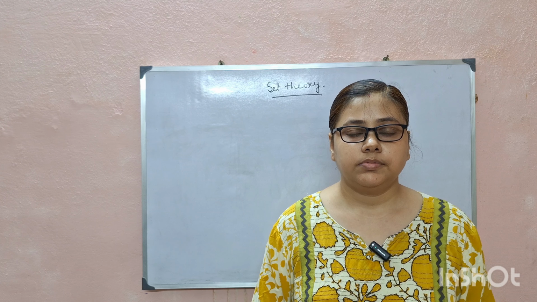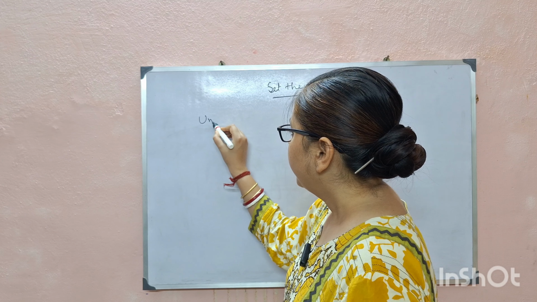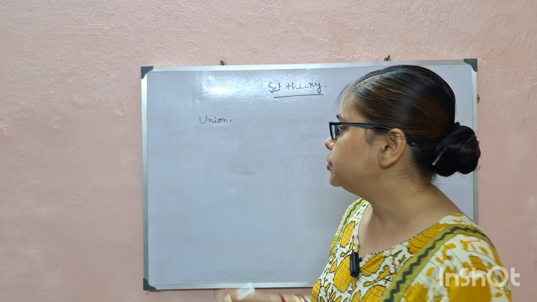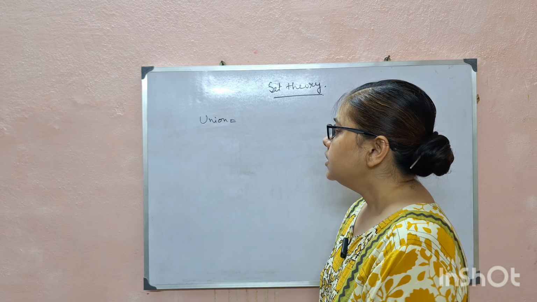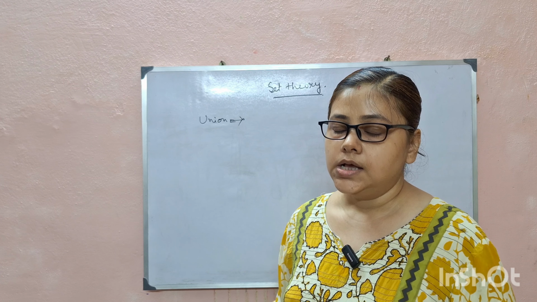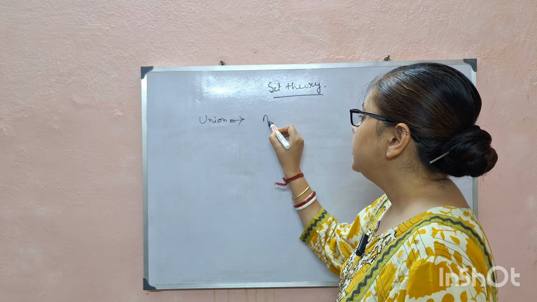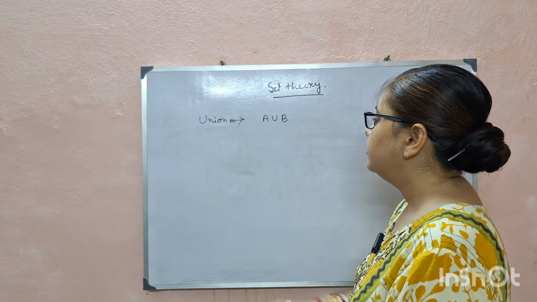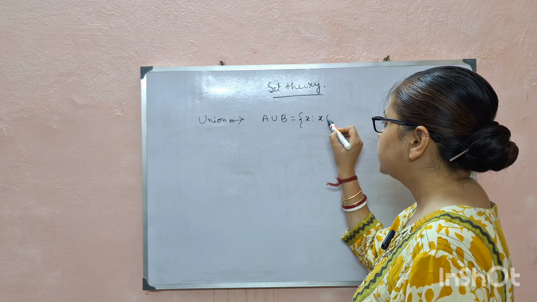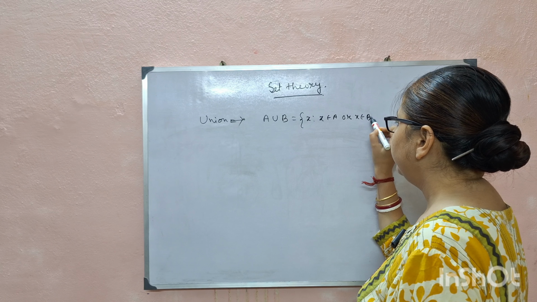There are two algebraic operations on sets, that are union and intersection. So at first I am coming to union. Union of two subsets A and B is a subset of the universal set U and is generally denoted by A union B and is defined as X such that X belongs to A or X belongs to B.